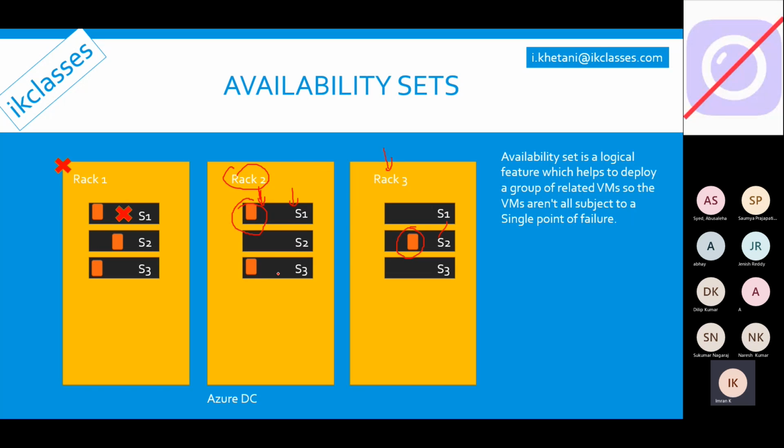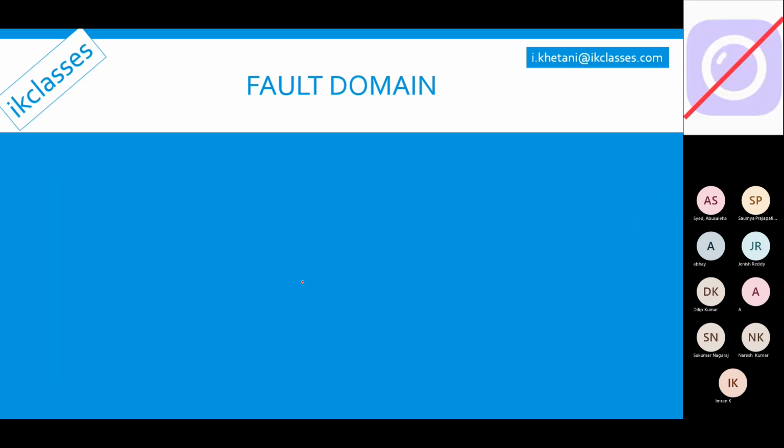Similarly, if you are deploying a third VM to that set, it will be placed in a different rack and a different server, so that all your VMs are not part of a single point of failure. Okay. Now to understand availability sets, there are two concepts to get, that is fault domain and update domain.